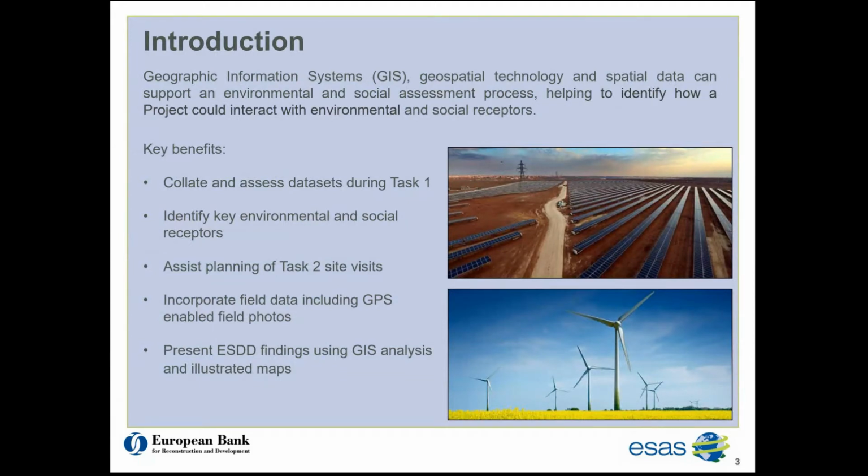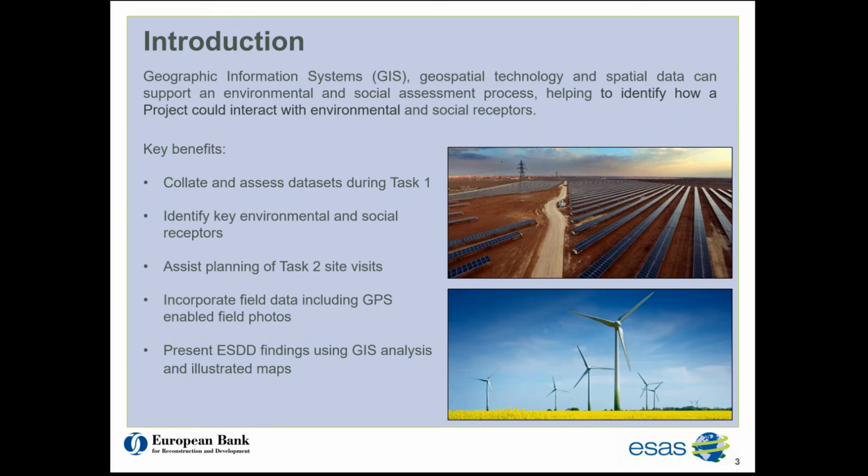Using GIS and spatial data has many key benefits, including the ability to collate and assess key datasets identified during Task 1, to identify the type and proximity of key environmental and social receptors in relation to the project footprint, to assist the planning of Task 2 site visits, particularly targeting areas of key focus, especially where only specific locations may be visited due to either time or other project constraints. To incorporate data that has been gathered in the field using GPS technology, mobile mapping applications, and GPS tagged digital photos. And finally, presenting findings using GIS analysis and illustrated maps for reporting purposes.